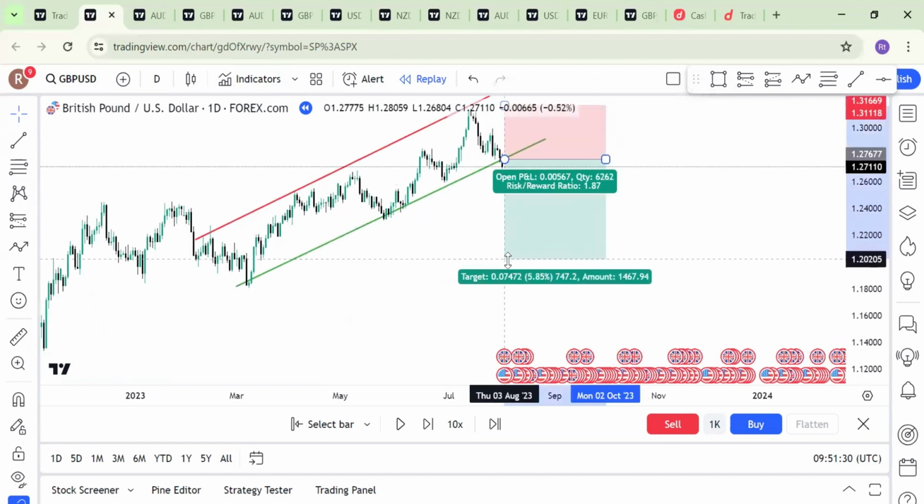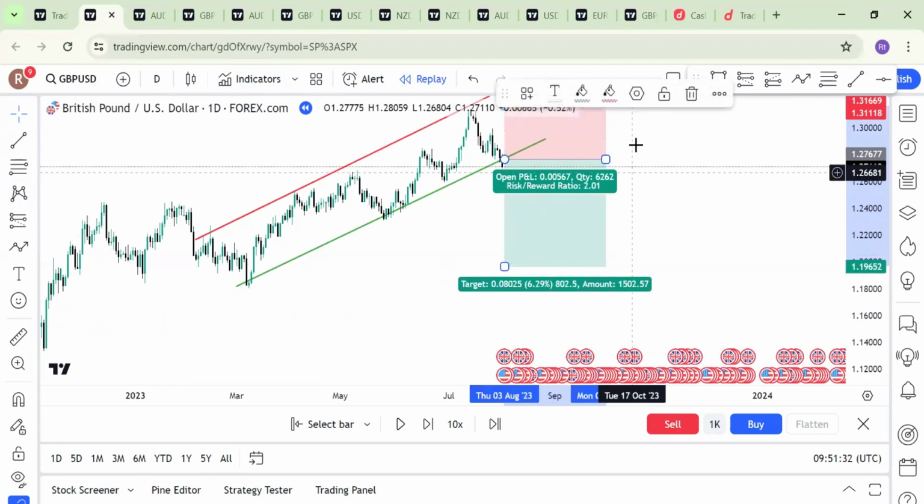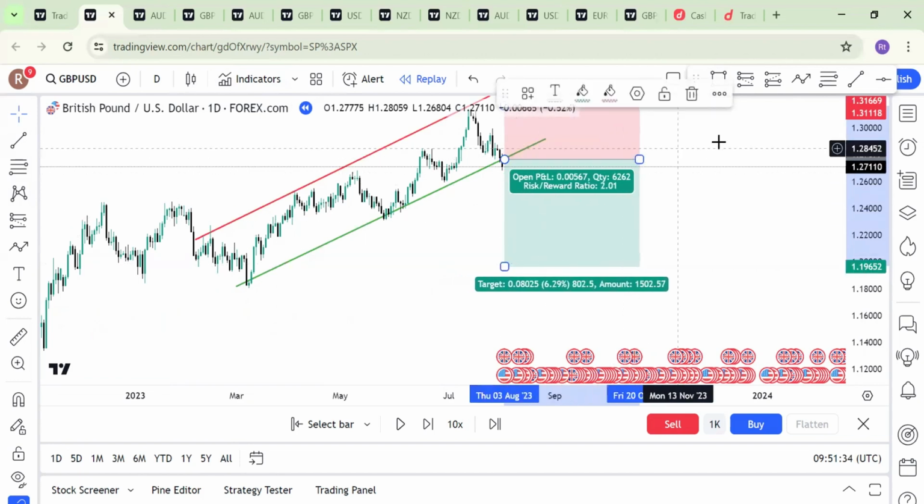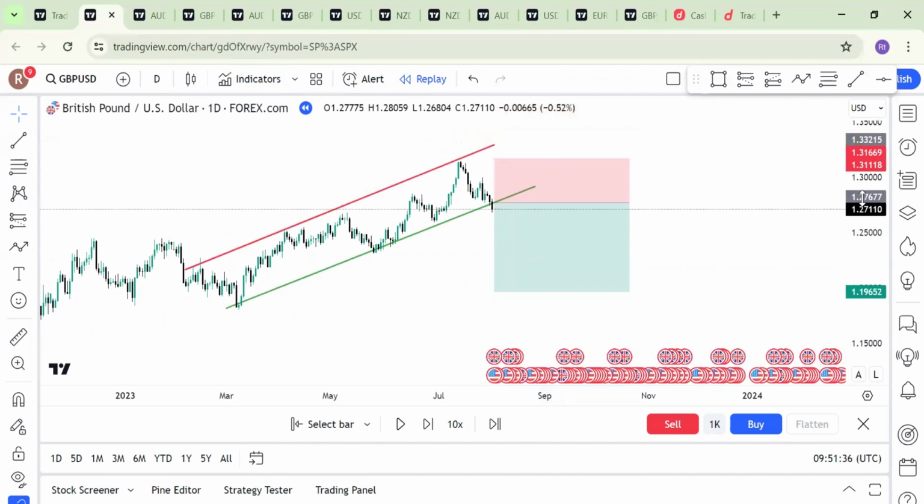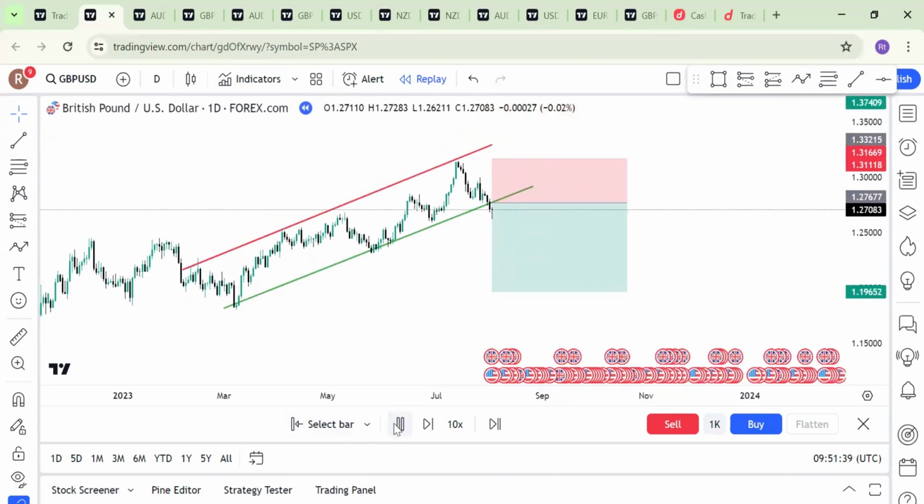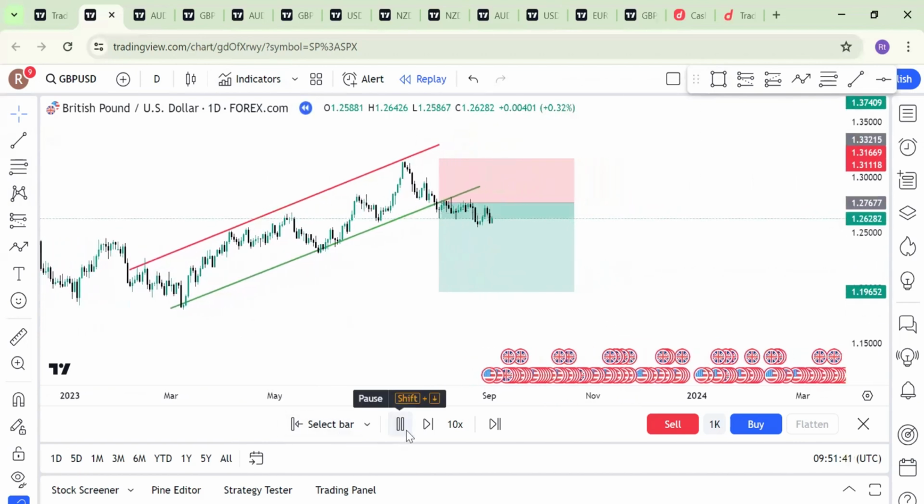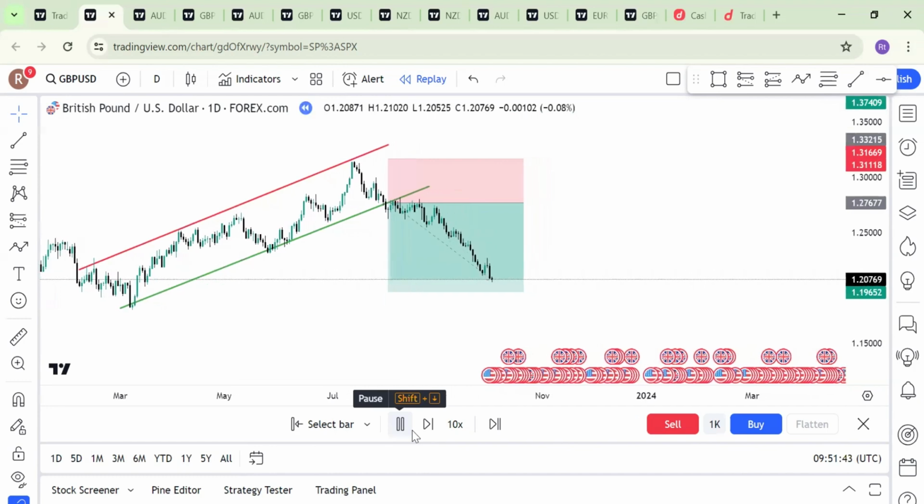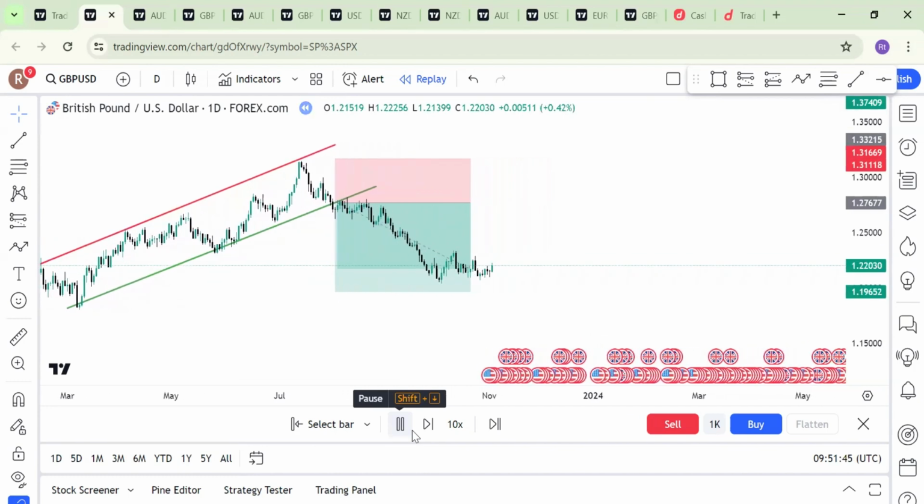I look out for a 1:2, that time that I still used to trade. Always protect your capital. Risk management is very, very important. I look out for 1:2.